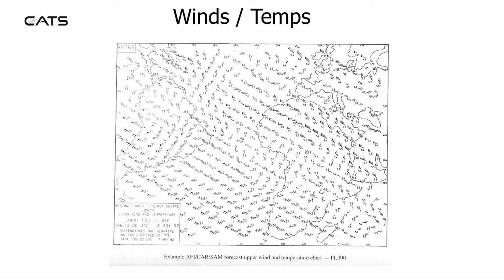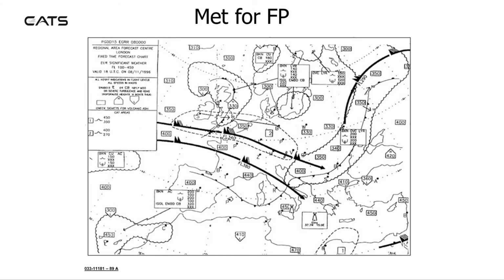Generally speaking, with increasing altitude, wind speed increases. Over the UK, at flight level 340, there's a wind of jet strength of 140 knots.